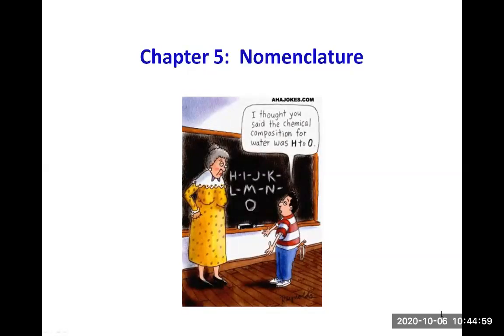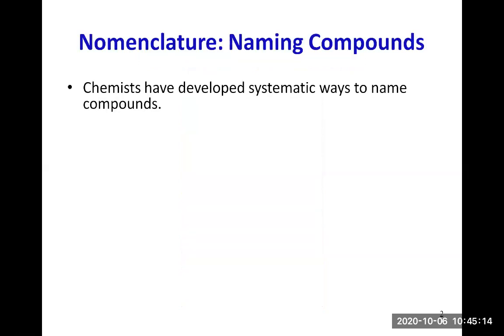So this video is the first video on chapter 5, and chapter 5 is on nomenclature. Nomenclature means how to name compounds. Chemists have developed systematic ways to name compounds, and that's the system we call nomenclature.